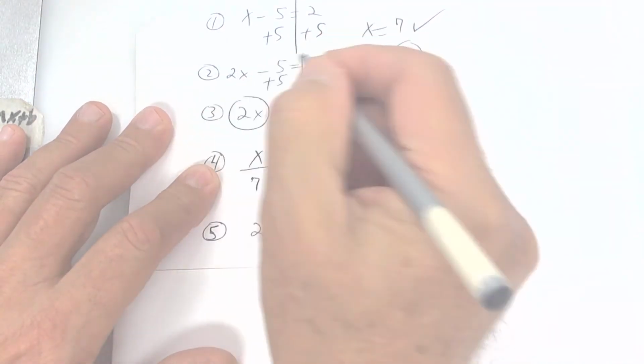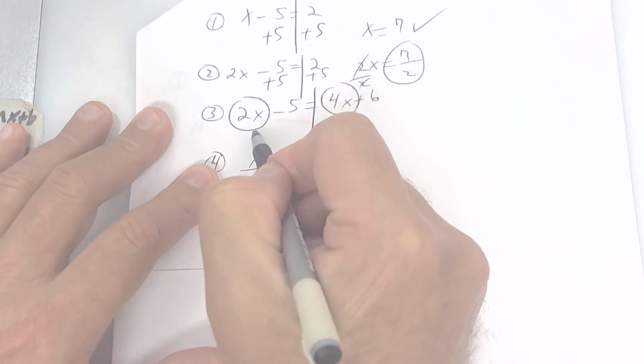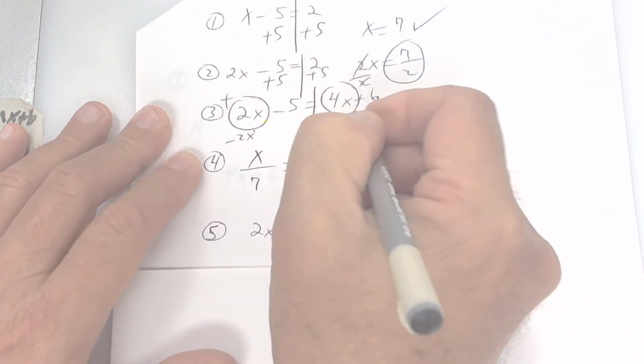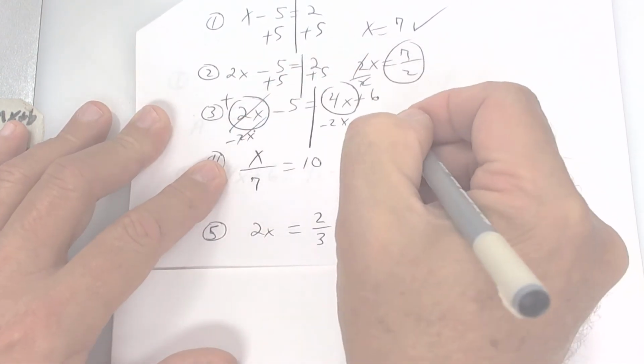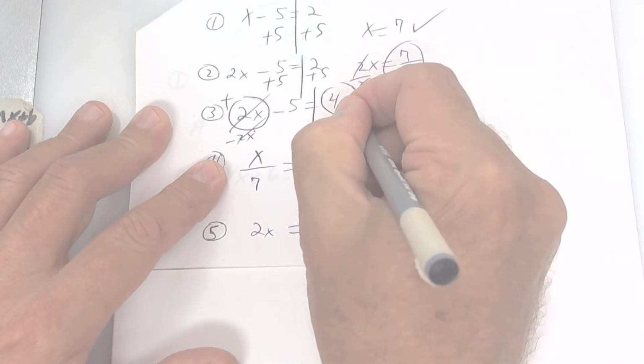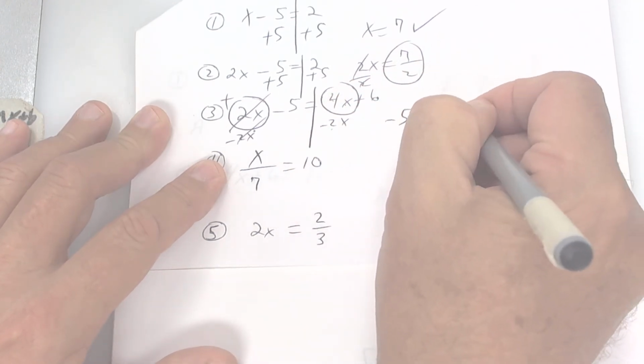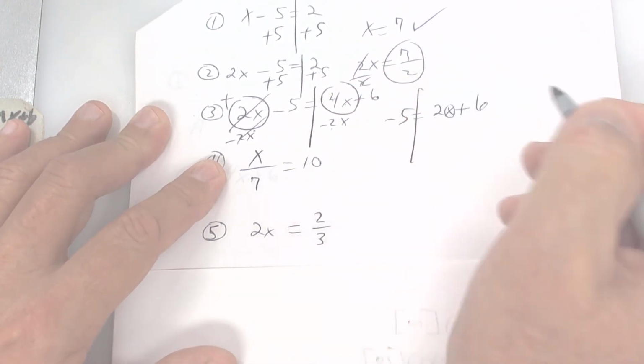This one, you got variables on both sides. 2x is smaller, so you want to subtract 2x from both sides. That cancels. So you get negative 5 is equal to 4 minus 2 is 2x plus 6. Draw your line. Circle your variable.